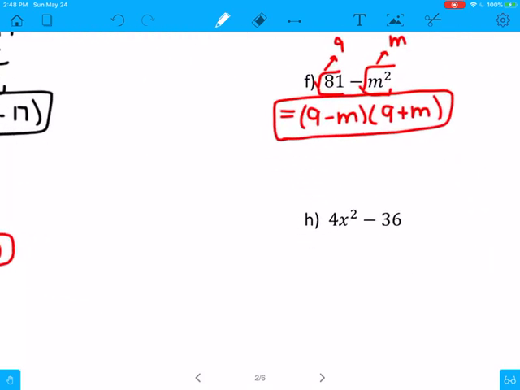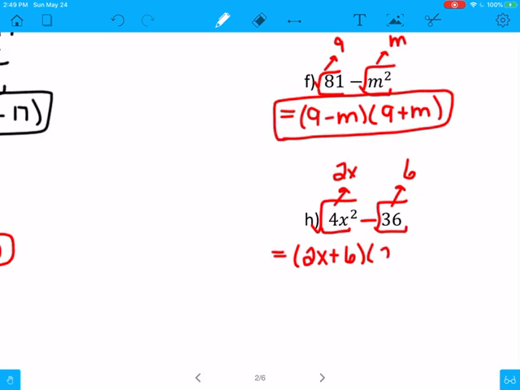Okay, H. The catch with H is most people will see difference of squares. I'm going to show you how you guys would do it normally. So the square root of 4x squared is 2x. The square root of 36 is 6. And you're going to give me the answer 2x plus 6, 2x minus 6, which isn't wrong, but it's not complete. You would actually have to take a 2 out of each of them, and you'd get a 4 in front. So that's why I've said before in the previous little snippet with GCFs that the very first thing you should do is not check for a difference of squares. The very first thing you should do is check for a GCF.